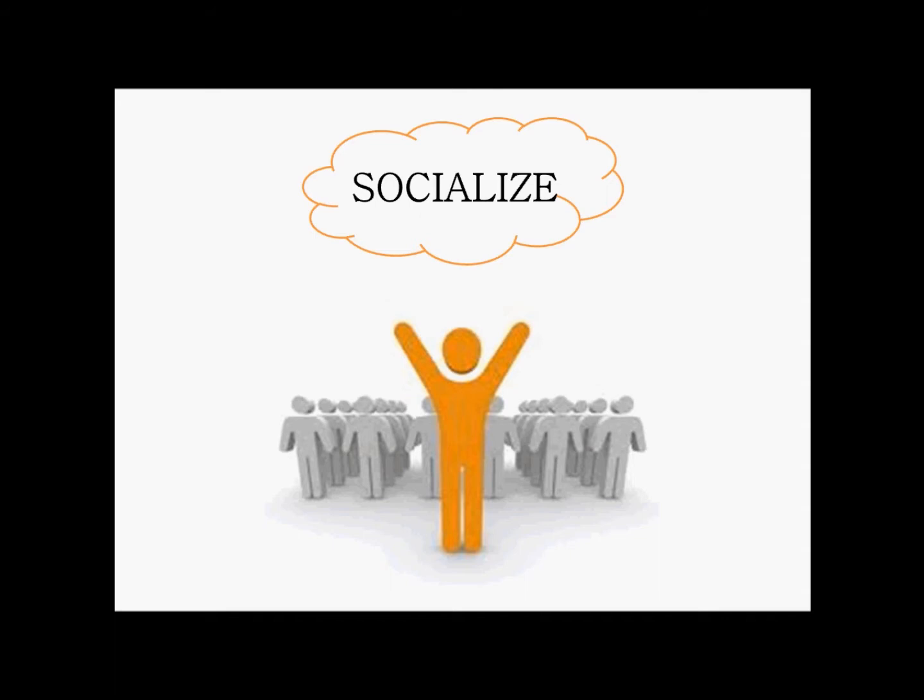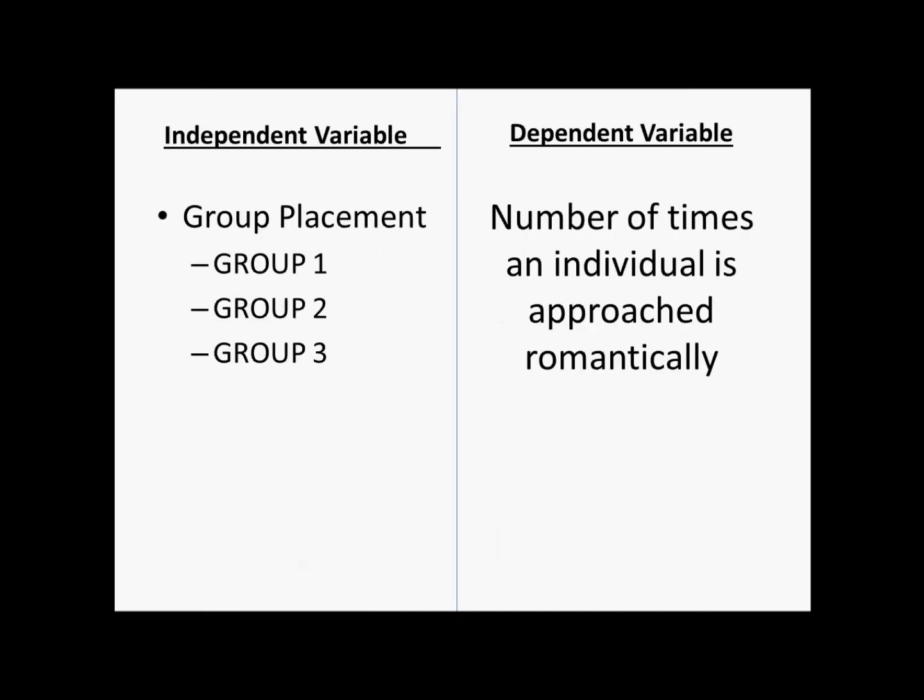Participants are then observed throughout the night, and the number of times they approach an individual romantically is recorded. What we expect to find is that persons in groups 1 and 2 will have similar scores, as both groups have expectations about the effects of alcohol. Because of these expectations, persons in groups 1 and 2 will be more confident and as a result are more likely to approach a romantic partner. In contrast, group 3 will make fewer approaches.